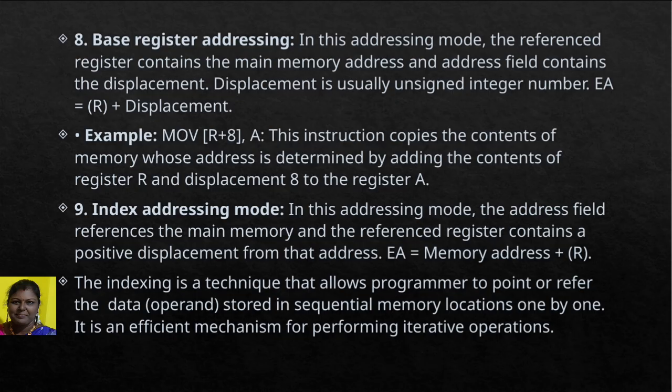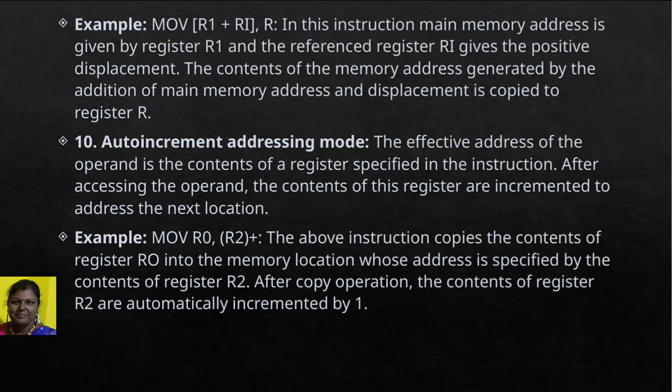Let's look at 2 addressing modes with examples. First, the basic one. Here, the memory address comes from a register, plus a displacement from another register. The value at that combined address gets copied into a register. Simple enough. Next, auto-increment addressing. This one uses a register's contents as the address, but after accessing it, the register automatically increments. So, if you copy data into the address held in register 2, that register moves to the next location right after. It's a neat way to step through memory efficiently.